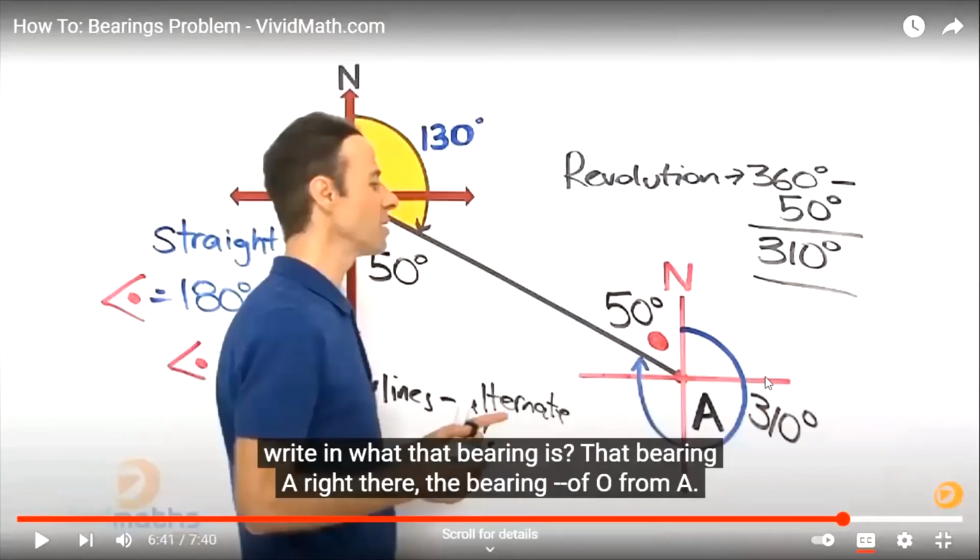Now, would anybody like to attempt to read this bearing? We want to read the 310 degrees is the bearing of, and then you just finish that sentence, guys. 310 degrees is the bearing of O from A. Very good.